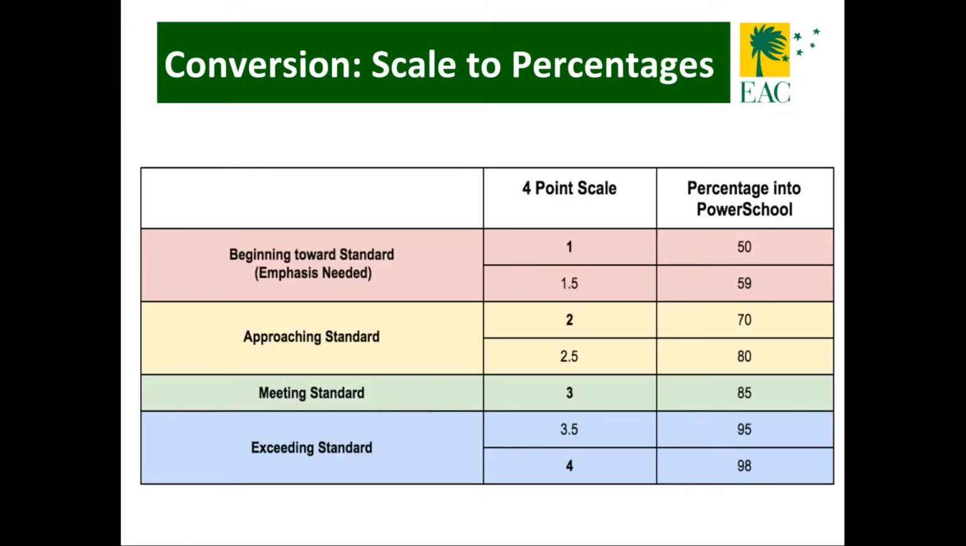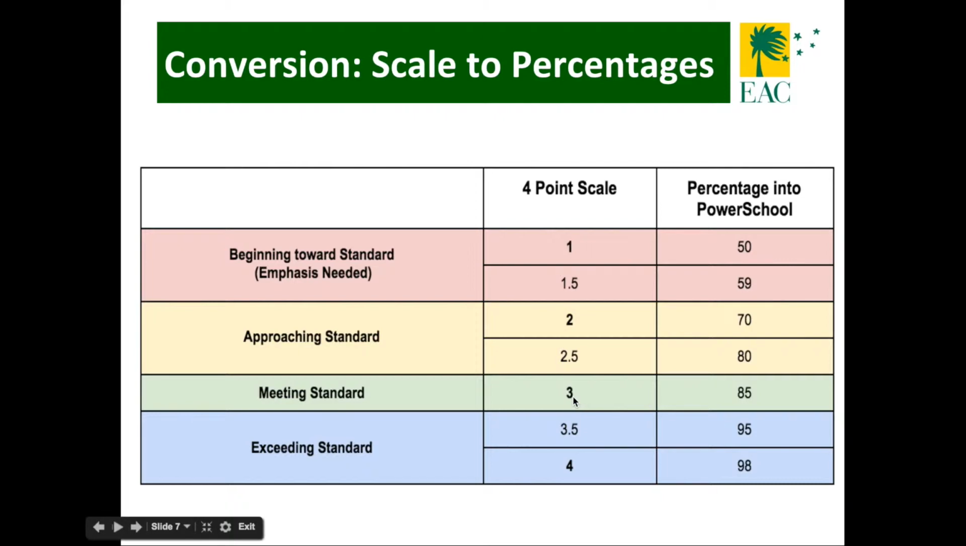Here's a conversion scale for the transition period into standards-based grading. On the rubrics, which you will see in the next couple of slides, it is a 4-point scale. Students getting a 1 or 1.5 are beginning toward the standard and need emphasis to improve and reach the standard. Students getting a 2 and 2.5 are approaching the standard. They're almost there, but not quite yet.